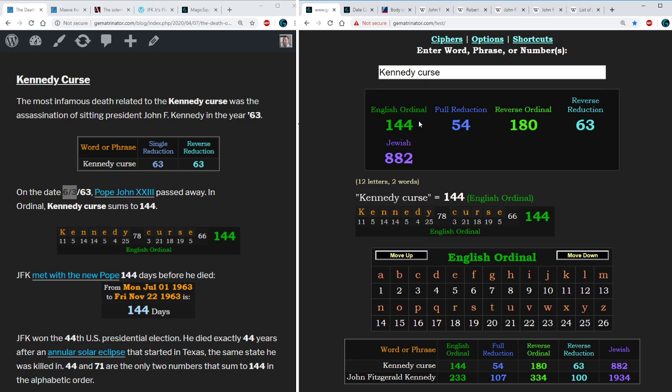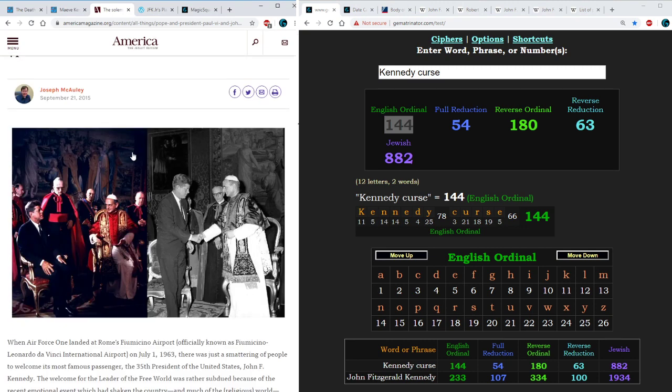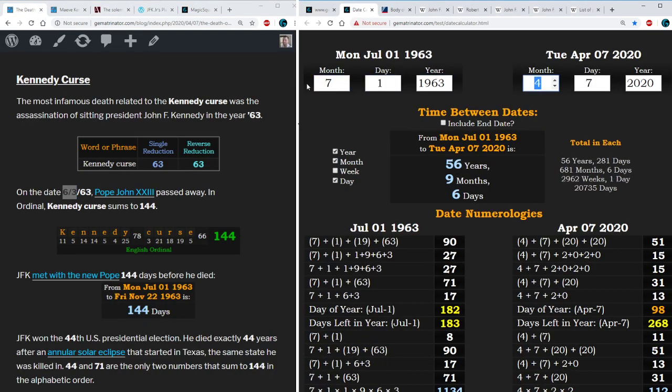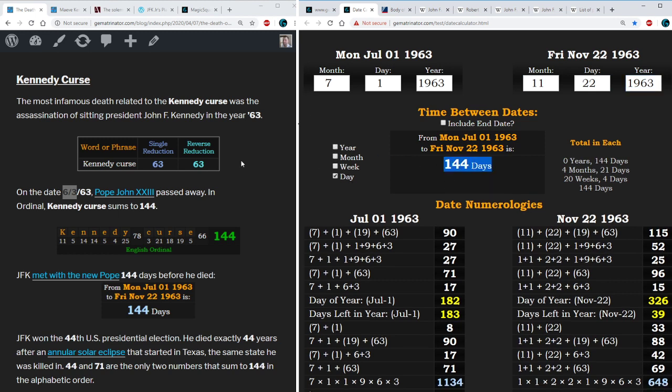Now, in the alphabetic order, Kennedy curse sums to 144. JFK flew to Italy while he was president, landing at the airport on July 1st, just months before his death. The date July 1st fell exactly 144 days before his assassination.